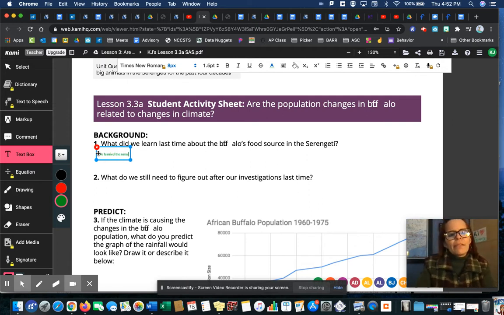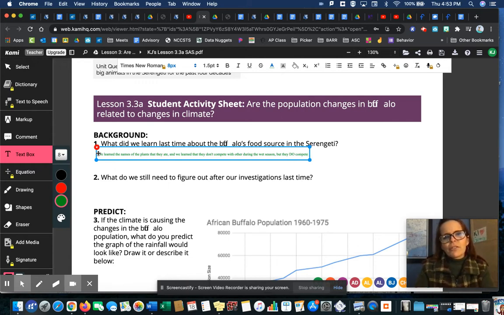We learned the names of the plants that they ate, and we learned that they don't compete with others during the wet season, but they do compete. And remember, they compete with a lot of animals. They compete with wildebeest and gazelles and zebras. So they do compete in the dry season.